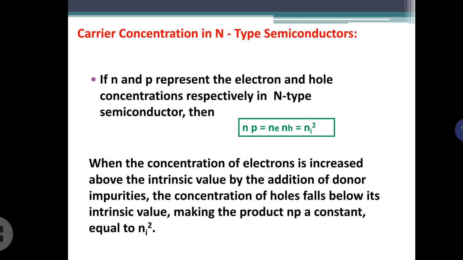But here, when we add the pentavalent impurity, the number of electrons becomes more compared to the number of holes. Anyway, the product of the number of electrons and number of holes will remain the same, because when the concentration of electrons is increased above the intrinsic value by the addition of donor impurities, the concentration of holes falls below, because of recombination. Some of the electrons will recombine with the holes already present. So that's why even though the number of electrons is increased, the number of holes already present decreases. Thereby the product N into P or Ne into Nh will be equal to Ni squared.